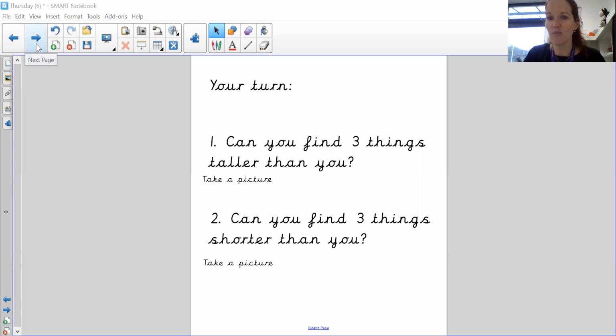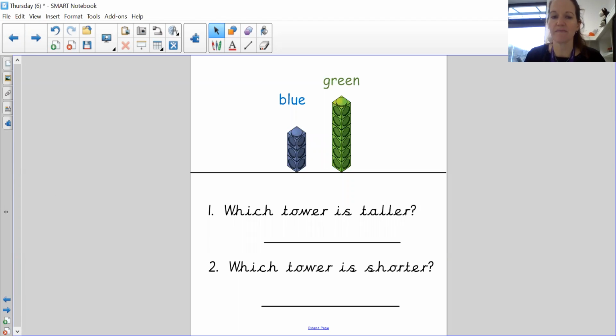And then I want you to answer these 2 questions. So I've got 2 towers here. I've got a blue tower and a green tower. It says, which tower is taller? And you need to write me the answer. And which tower is shorter? So you can write me the answer there. Now, pause the video if you want to finish, and then we've got our challenge.